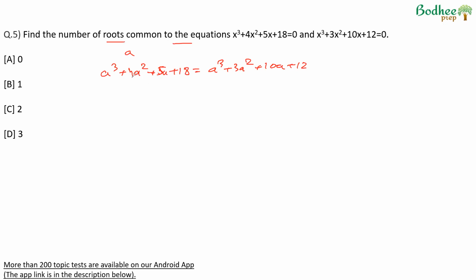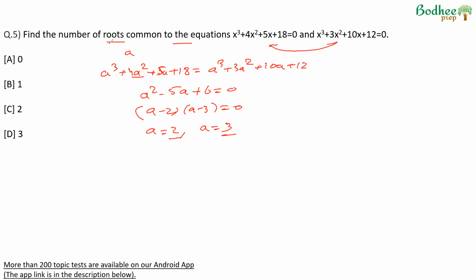A cube cancels. 4a square minus 3a square is a square. 5a minus 10a is minus 5a. 18 minus 12 is 6. And therefore (a minus 2) into (a minus 3) is equal to 0. So a could take the value of 2 and 3. Now we know that when x takes the value of 2 and 3, that is where these two equations have the same value. But we're looking for common roots. Will 2 or 3 be a common root of these equations?